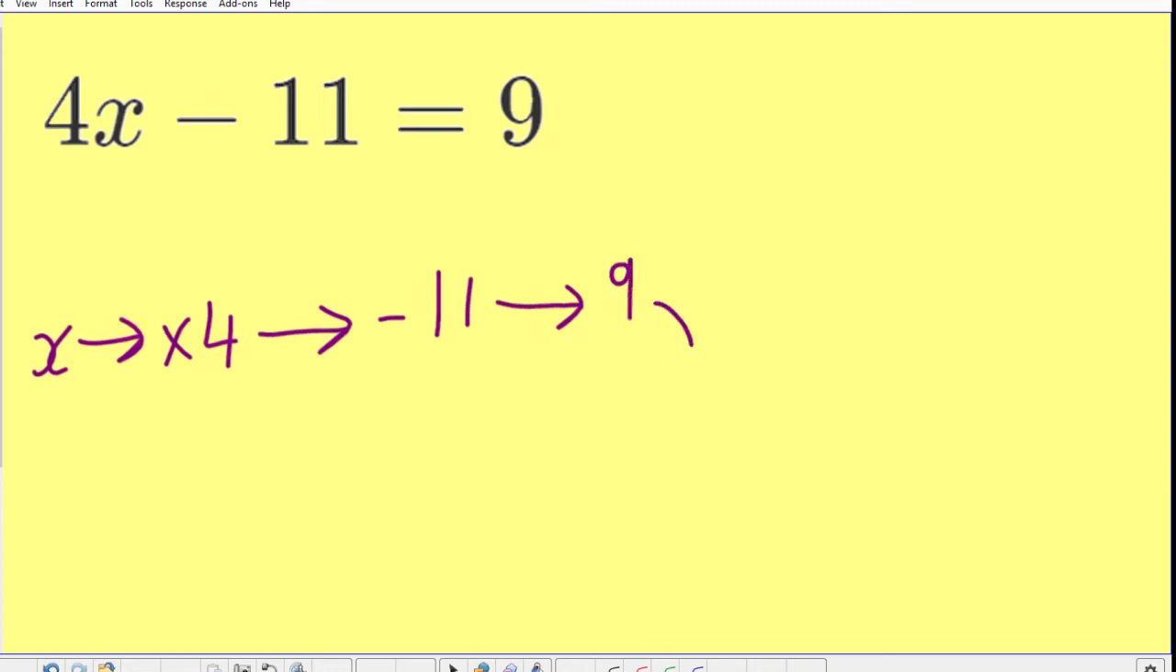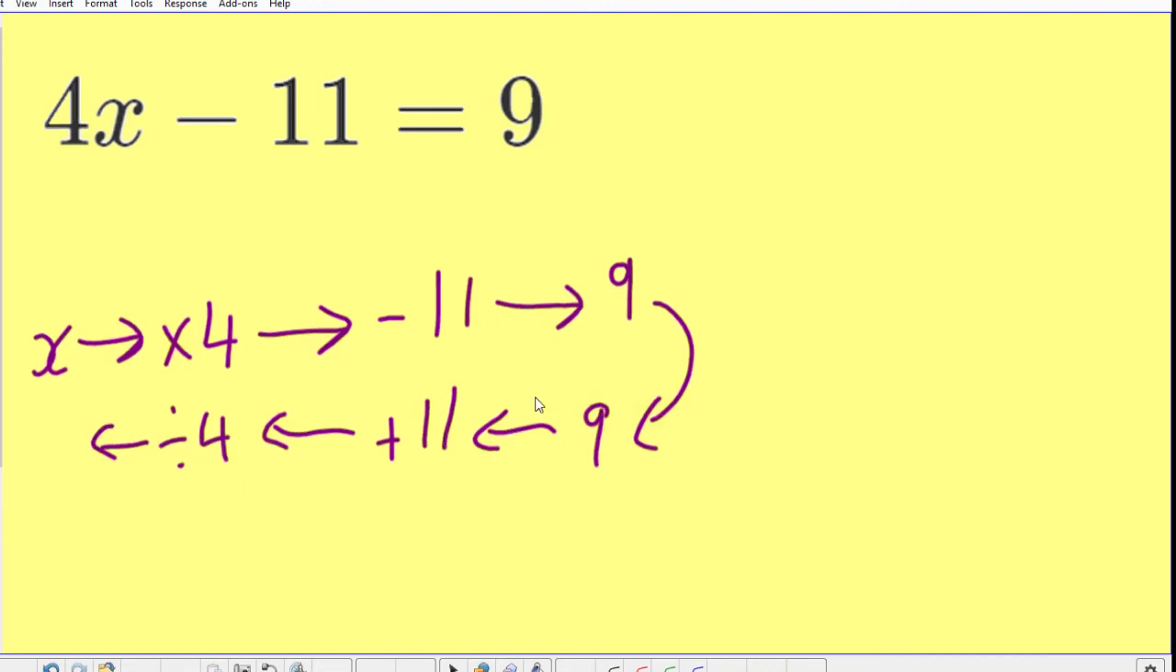Coming back the other way, we're starting with 9. We're doing the opposite of this, which is to add 11. And then we're just going to divide by 4, which is the opposite. And that's going to give us X. So 9 plus 11 is 20. Divide by 4 is 5. So X equals 5.